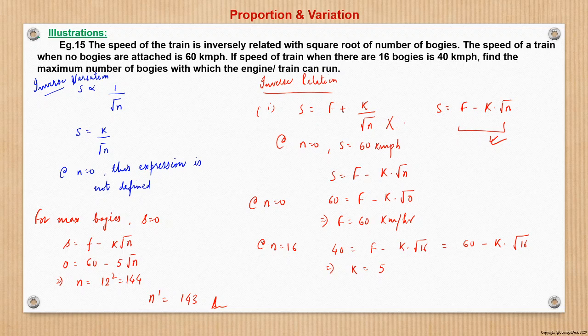We now looked into inverse relation. We know it can be given by either s is equal to f plus k by root n or s is equal to f minus k by root n, right? Both of them say the same thing. If n increases, s decreases. If n decreases, s will increase, right? But here this equation is not suitable because at n is equal to 0 the equation will be indeterminate, right? So we will go by this equation and therefore we solved the question. We got 143 as the answer, right? So these are some few basic questions we took to understand the concept of proportion and variation.